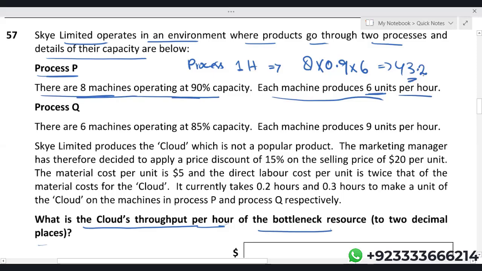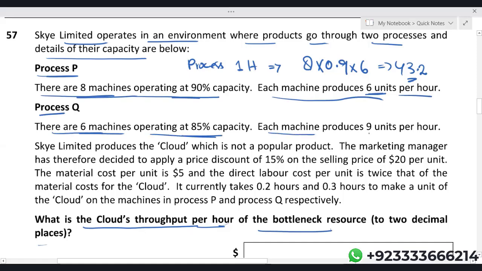The question says they are manufacturing a product which passes through 2 processes. It means in 1 hour, process P is good enough to support the production of 43.2 units. Okay. Process Q, there are 6 machines operating at 85% capacity.